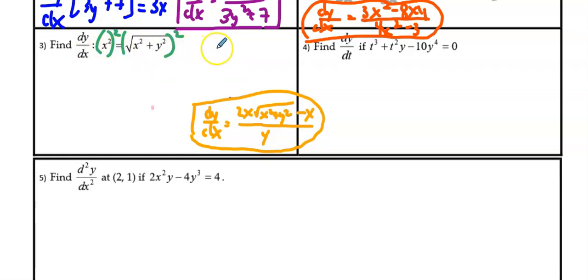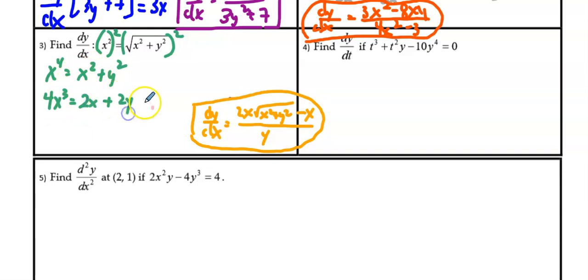And we can absolutely do that, right? So this would be x to the 4th, and this would be x squared plus y squared. So pretty easy problem to do first. And so let's now take the derivative of these. So again, it's going to be 4x cubed is equal to 2x plus 2y dy dx, right?